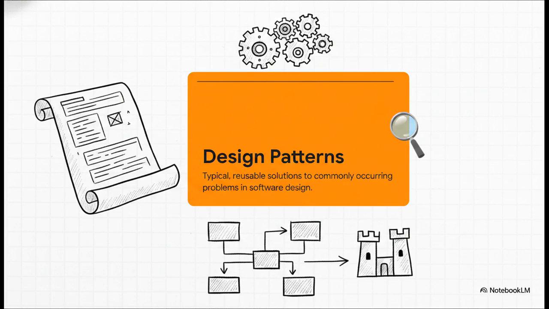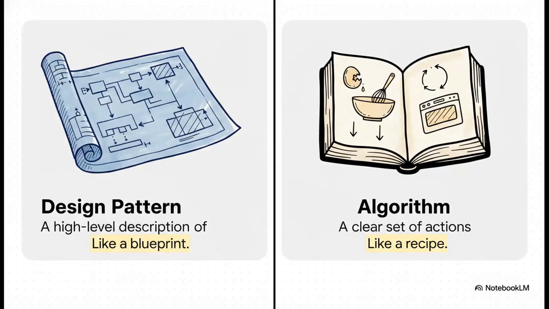Think of it more like a blueprint from a master architect. It's a battle-tested, proven strategy for solving a specific kind of problem that pops up over and over again in software design. And this comparison here really helps clear things up. An algorithm is like a recipe, a specific step-by-step set of instructions to get something done. A design pattern is like a blueprint. It shows you the structure, the components, and how they all fit together. But you, the engineer, still have to build it using the right materials for your specific project.